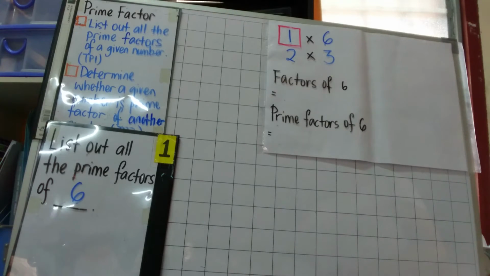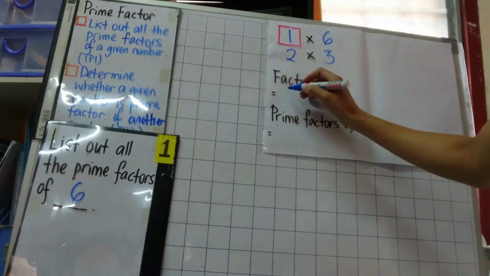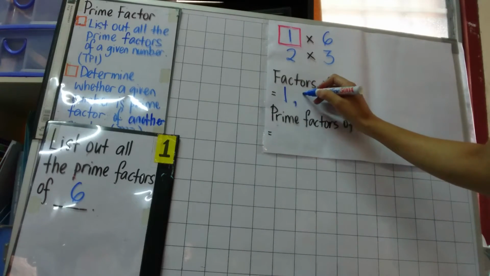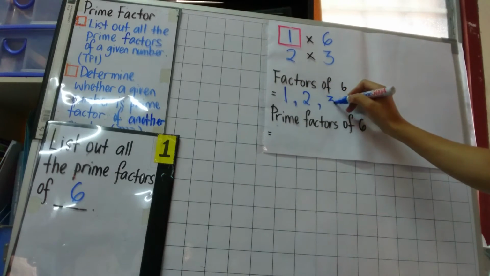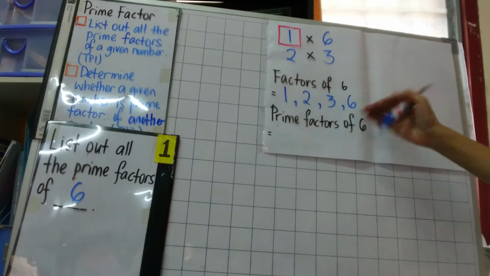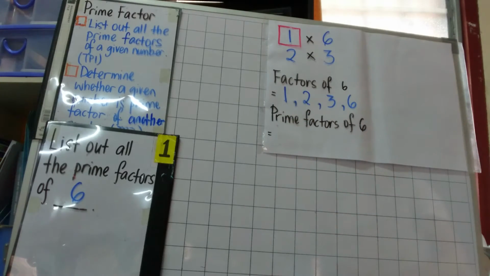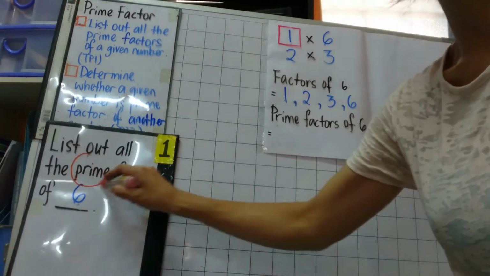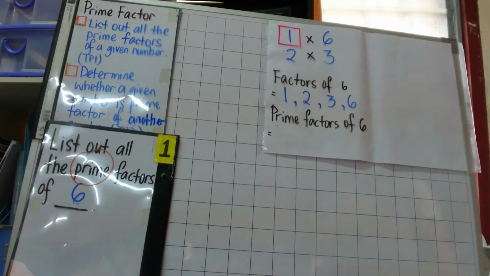And now is the time for us to list out all the factors of 6. Remember, always start from the smallest factor, which is 1. Continue with 2, 3, and lastly 6. Here are all the factors of 6. And today, we need to add one more condition, which is prime, after the factors. So it's just a simple way.